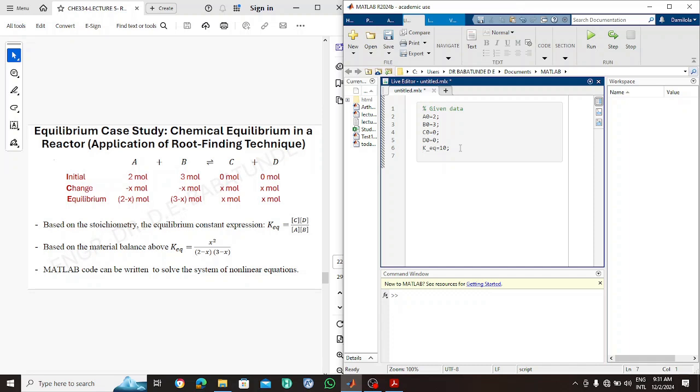So we are finding the roots of the equation. We have the equation K equilibrium equals x squared divided by 2 minus x multiplied by 3 minus x. We are going to find that root. Once we get x, which is the root of that equation, then we can solve for 2 minus x, 3 minus x, x, and x. So what do you propose that we should do?